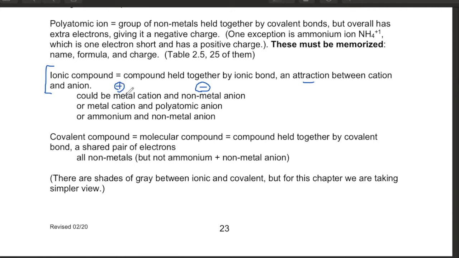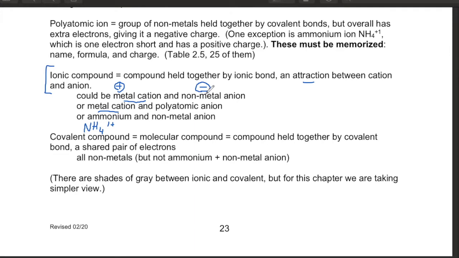So things that are positive could be metal elements when they form cations. We looked at that in the periodic table. The elements that form cations are in the metal side. The one polyatomic ion that we have that is a cation is ammonium. So if we have an NH4 group, that is a cation. It has a +1 charge.